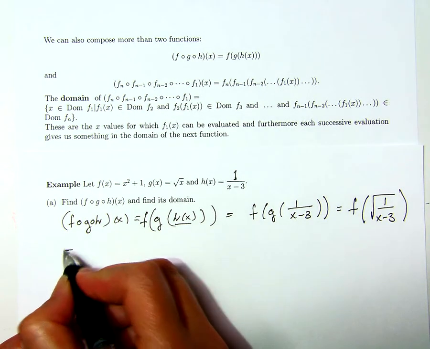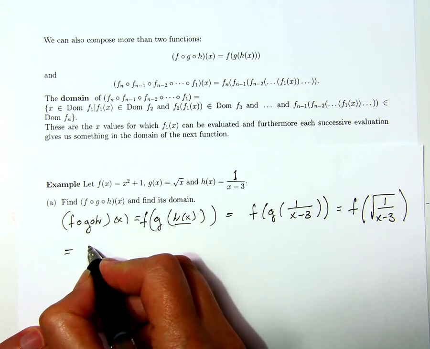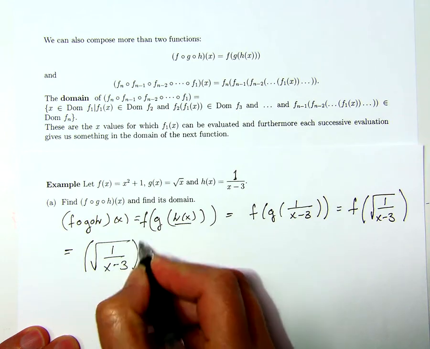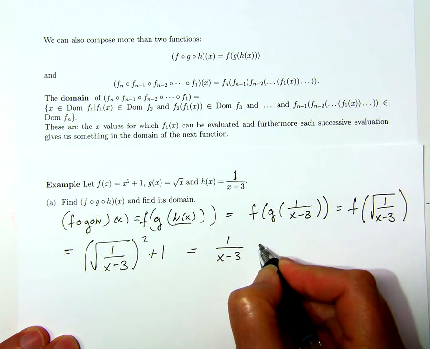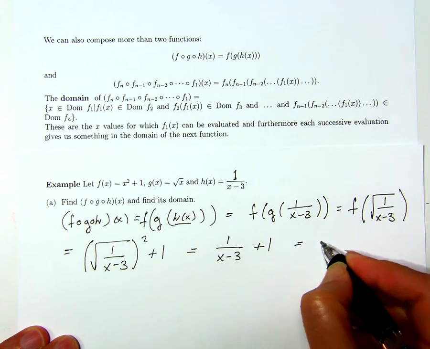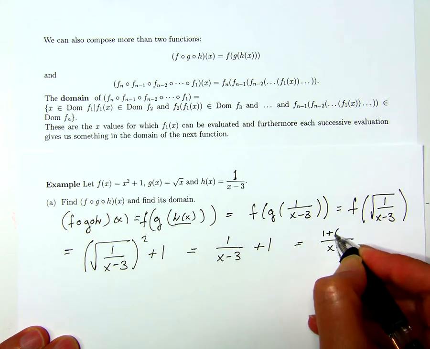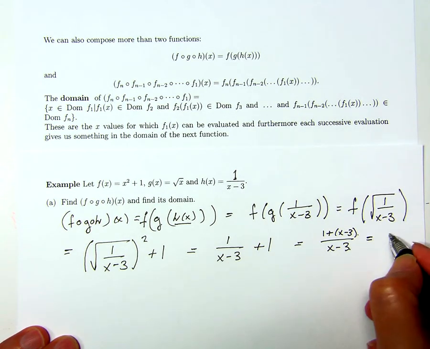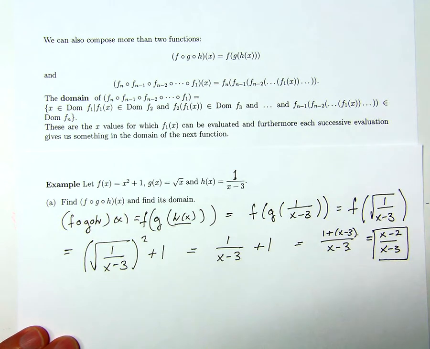What is f? That's x squared plus 1, so this is the square root of 1 over x minus 3, squared, plus 1. And that's just 1 over x minus 3 plus 1. And when I add those, the common denominator is x minus 3. So it's 1 plus x minus 3 over that, and that's x minus 2 over x minus 3. That's my formula. Now what about the domain?